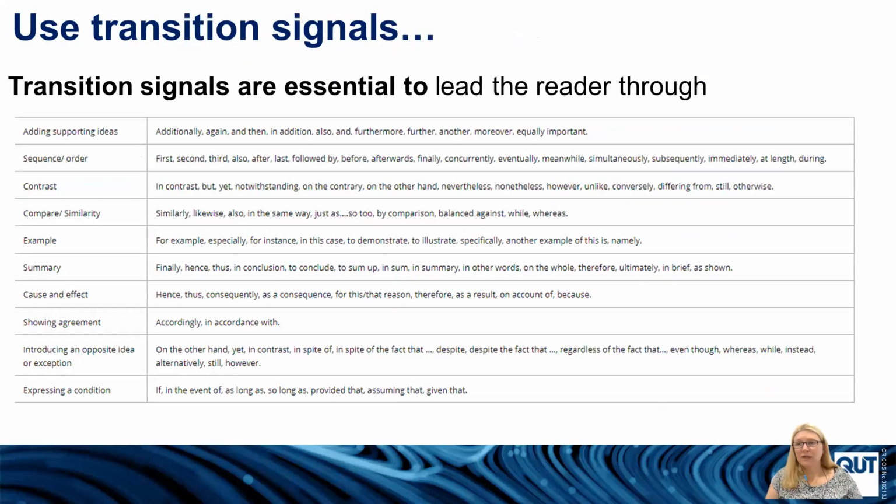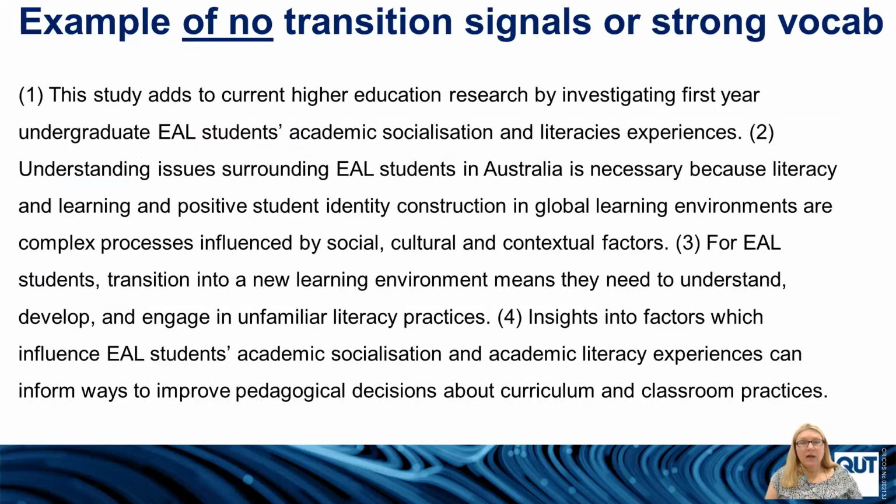Transition signals are always important, of course. Additionally, however, therefore, despite this, all of those, whereas, while, you need those in there as well. So here's a little example. No transition signals, no strong vocab.